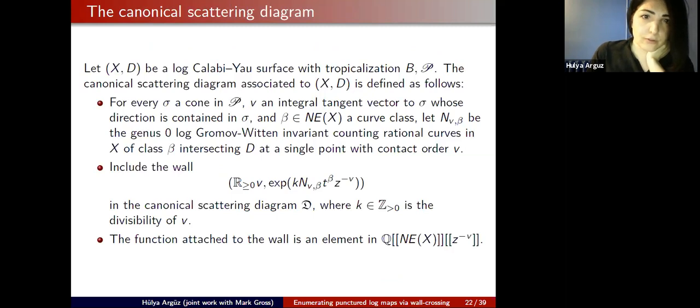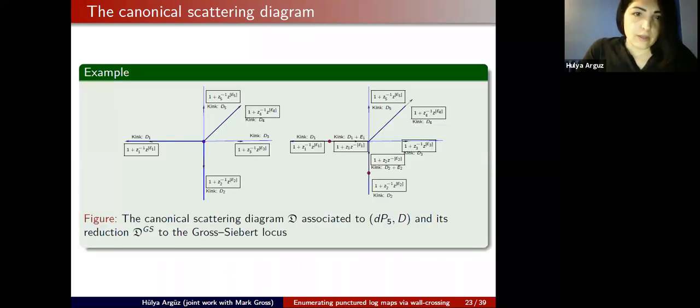So the canonical scattering diagram is built as follows: for every sigma, a cone in your intersection, a tangent vector to sigma, you look at genus 0 log Gromov-Witten invariants of class beta intersecting a single point with contact order v, and you let N_{v,beta} be this invariant, and for every ray, you include a wall with attached wall crossing automorphism given in terms of the log Gromov-Witten invariant. And this is the example of the canonical scattering diagram for DP5. I drew it at the left-hand side.